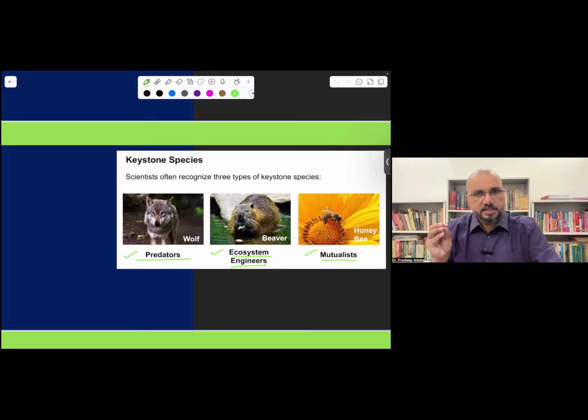So we have discussed what a keystone species is. It performs a very unique function, right? And generally we have three types of keystone species. The majority of the keystone species that we know are animals, but a few plants may also be examples. We'll see an example of a plant also, but generally the majority are animal species. So we have three types: predators, ecosystem engineers, and mutualists.